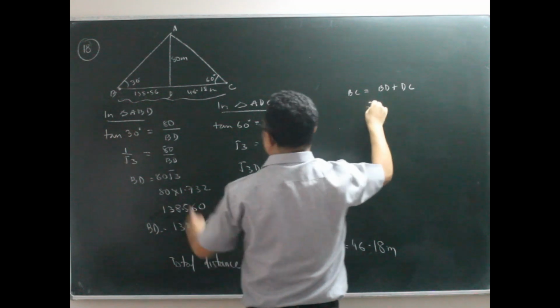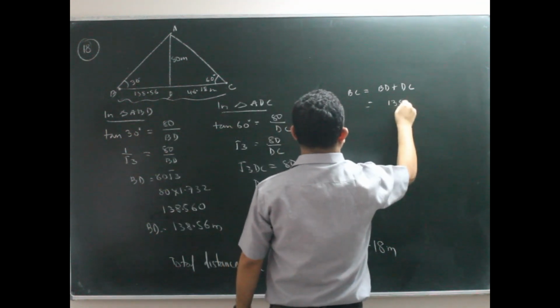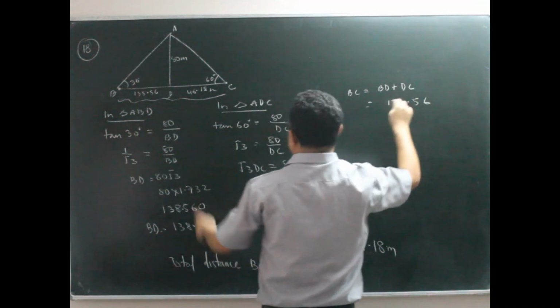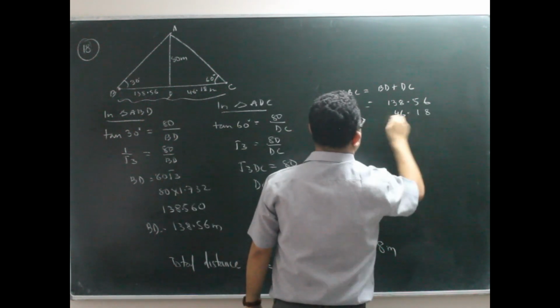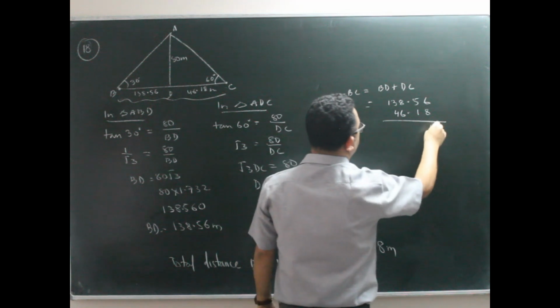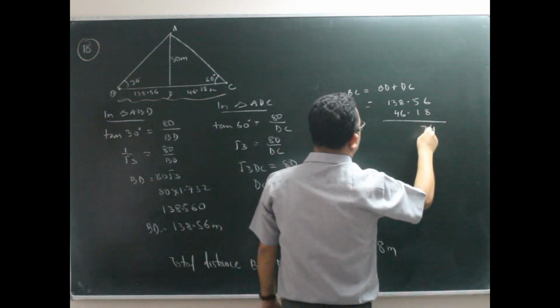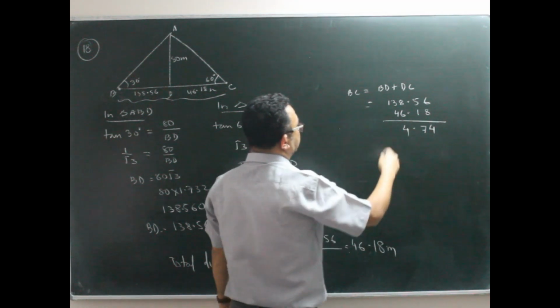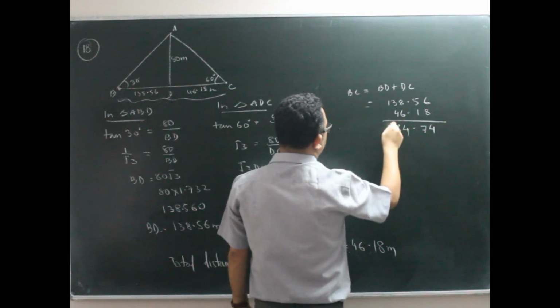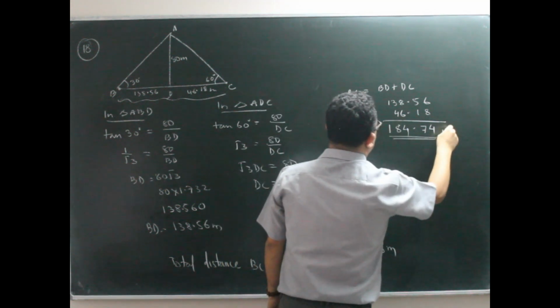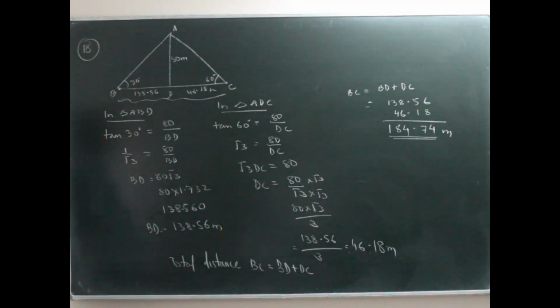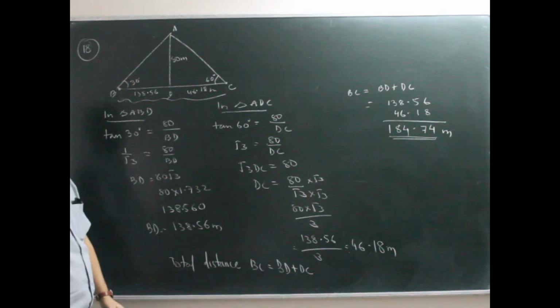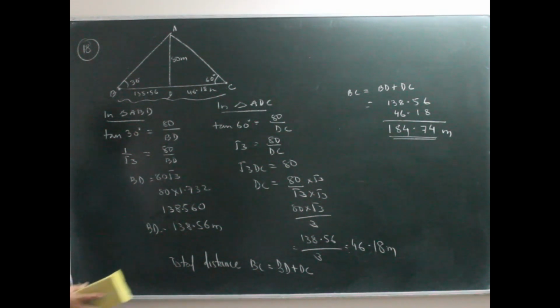Now if we add, BC is equal to BD plus DC. So I'm adding now. BD is 138.56 and here DC is 46.18. So as you add this is 14, this will be 7, this is again 14, 7 again 8 and this is 1. So there you are. The distance between these two people is 184.74. This is your question number 18.